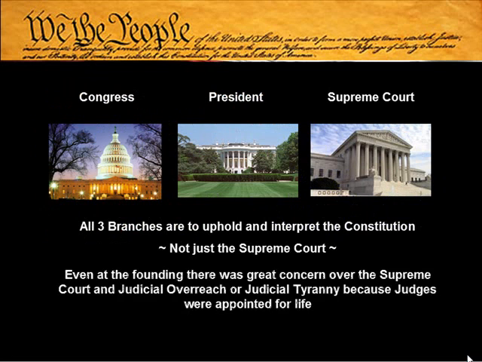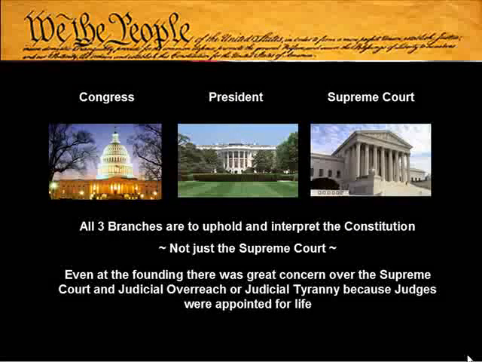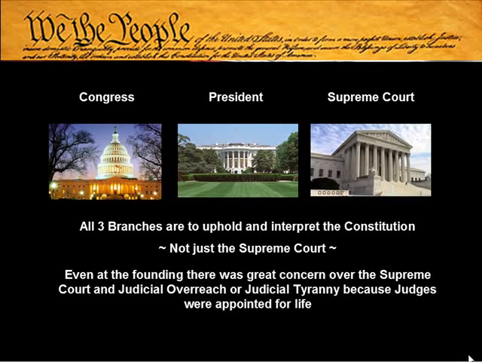Even at the founding, there was a great concern over the Supreme Court and possible judicial overreach or judicial tyranny because judges were appointed to life. And there was a feeling that the accountability judges might have or not have would allow them to encroach on the other 2 branches of the government over time.